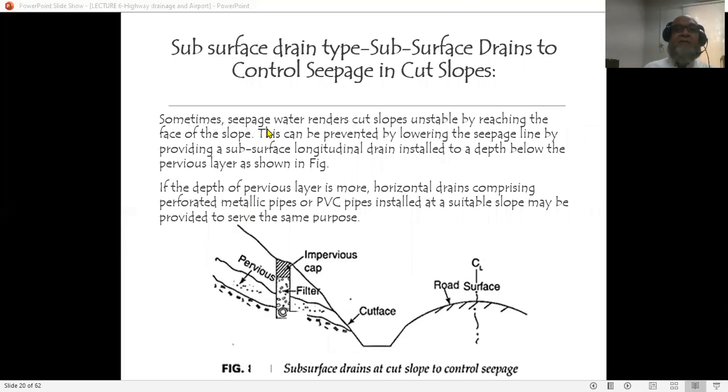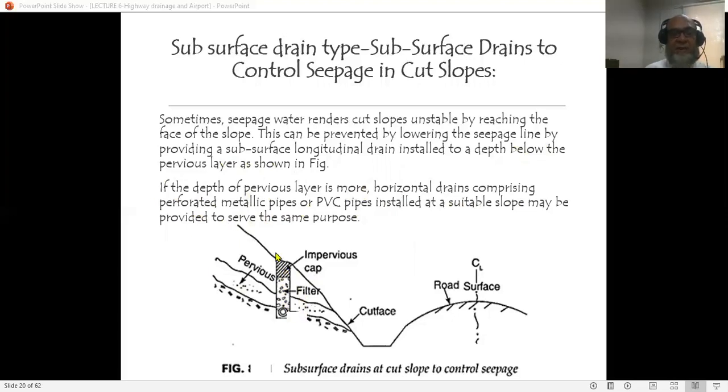So sometimes seepage water renders cut slopes unstable by reaching the face of the slope. This can be prevented by lowering the seepage line or providing a subsurface longitudinal drain installed to a depth below the pervious layer. If the pervious layer is more horizontal, drains comprising perforated metallic pipes or PVC pipes installed at a suitable slope may be provided to serve the purpose.